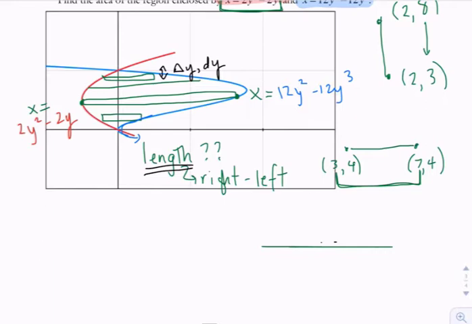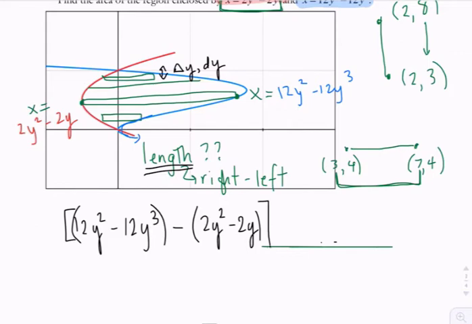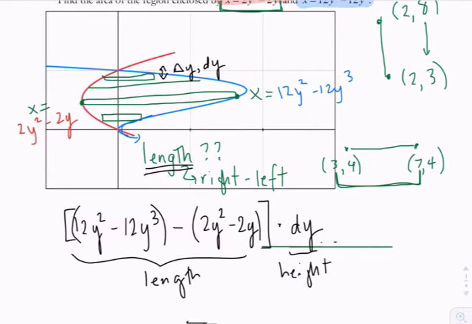So to find the area, I'm going to take the length of the rectangle, which is right minus left. Okay. So this is the length. And the height of each rectangle is a very, very small delta y, or a dy. And then I have to add up all these rectangles. And the rectangles go from the bottom to the top.